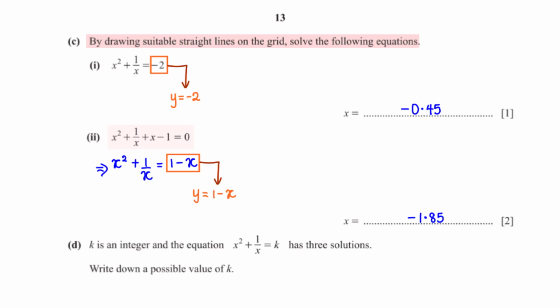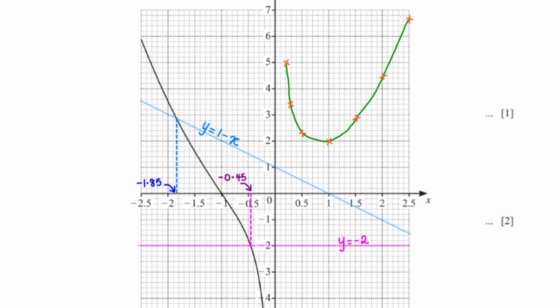Solve the equation x squared plus 1 over x plus x minus 1 equals 0. First, we need to rearrange the equation to leave the function of the curve on one side of the equation. This gives us the equation of the curve, which is x squared plus 1 over x equals 1 minus x. This means we need to draw the line y equals 1 minus x on the grid. When we draw the line y equals 1 minus x on the grid and read the x coordinate of its intersection point with the curve, we get negative 1.85.